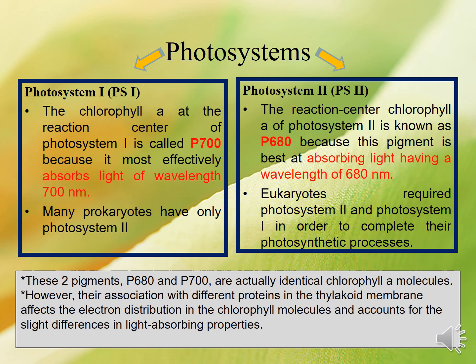Different to photosystem 2, you can see the prokaryote requires photosystem 2 and photosystem 1. This means the green plant and also the algae, when they do the light reaction, require both photosystem 2 and photosystem 1.